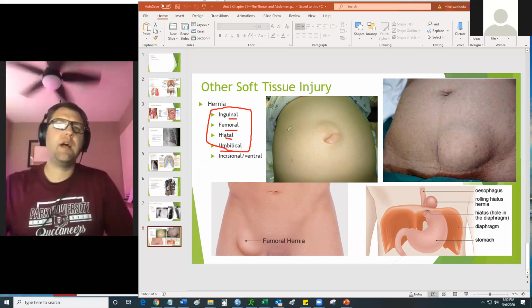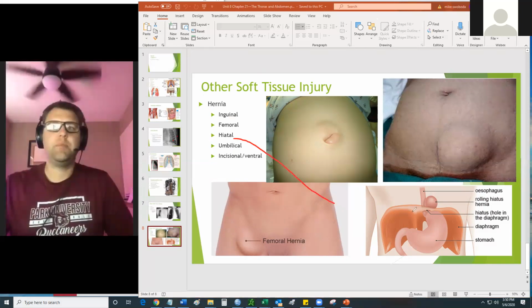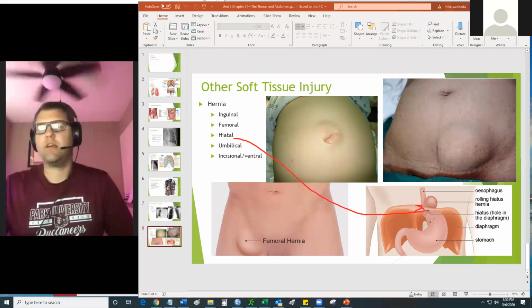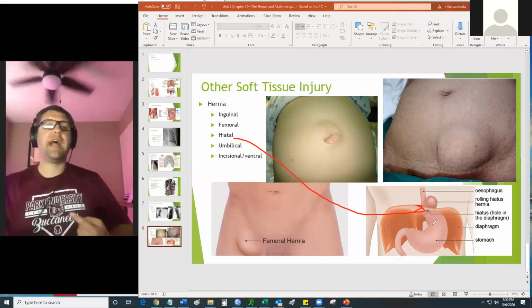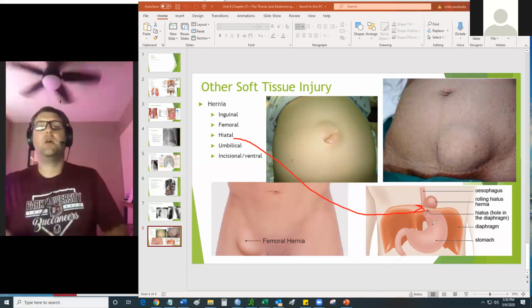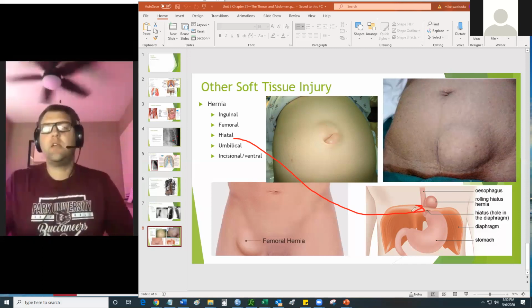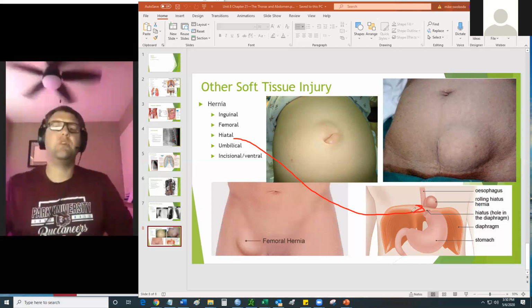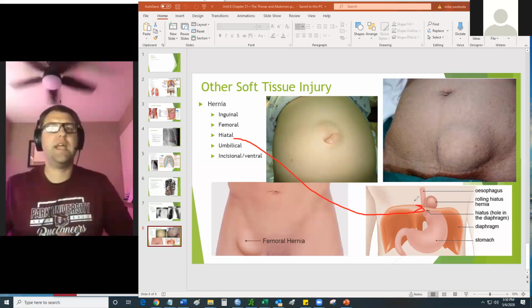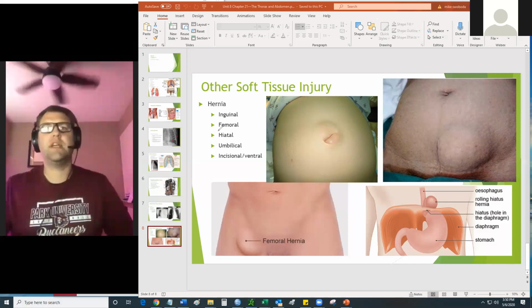If you have a hiatal hernia, that is right here. That's where a piece of your stomach actually pops through your diaphragm and up against your esophagus. This would really only give you problems with your stomach and digestive system. It's not really going to be a big muscular issue here.